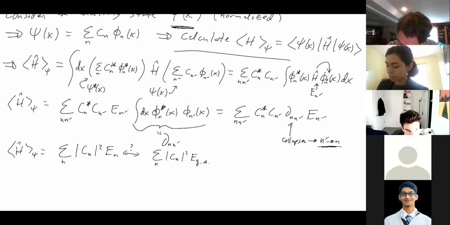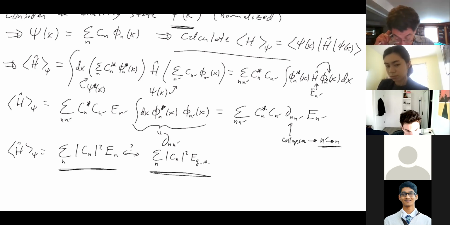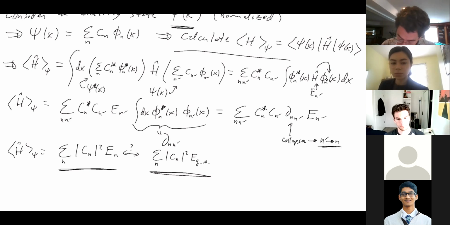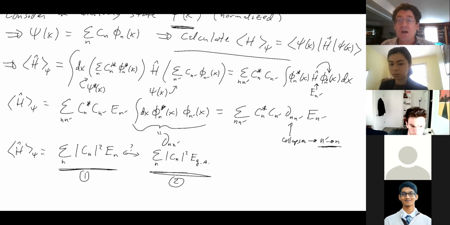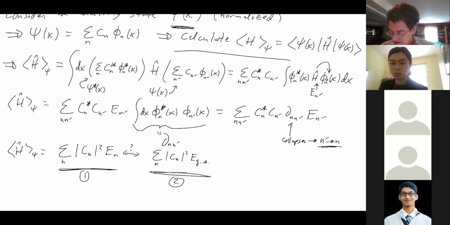What then is the relationship between this object and this object? So this is object 1 and this is object 2. What is the relationship between 1 and 2? Somebody tell me. Are they equal? Yes or no? Isn't 2 always less than or equal to 1?